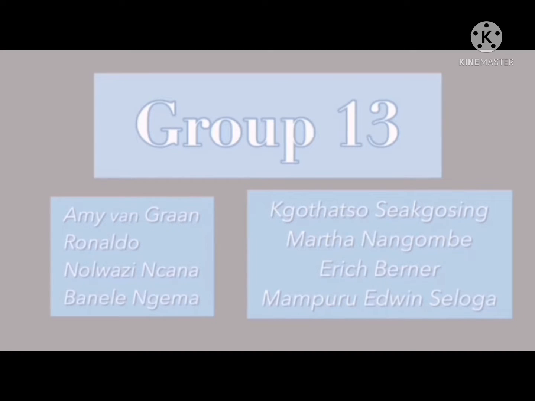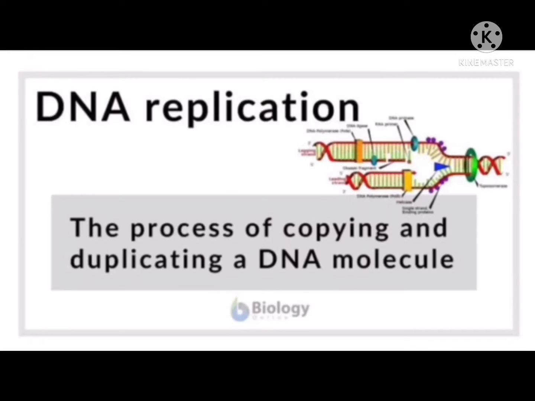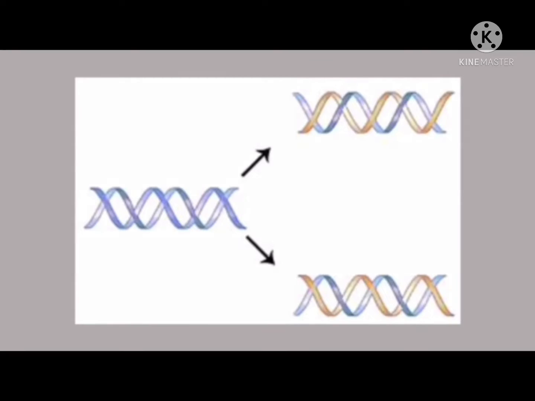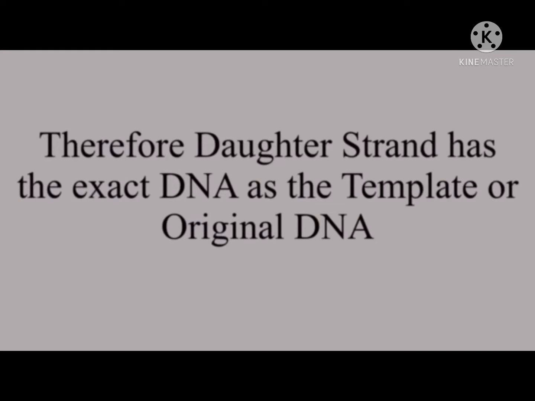and for our concept assignment we chose the process DNA replication. DNA replication is one of the most basic processes that occur within the cell. It is the biological process of producing two identical replicas of DNA from one original DNA molecule that acts as templates. This way, the daughter strand contains exactly the same genetic information or DNA as the parent cell.